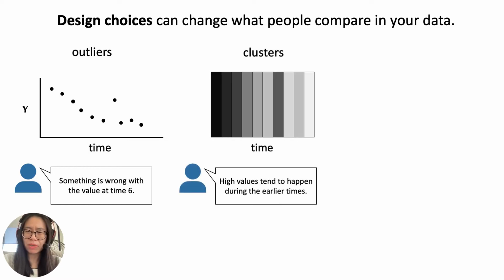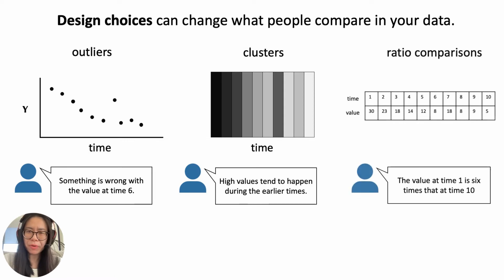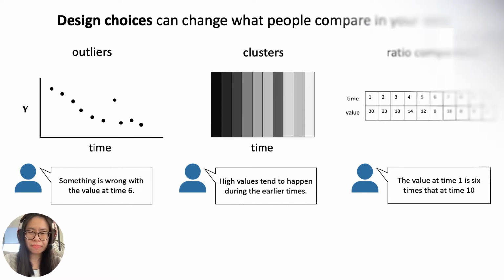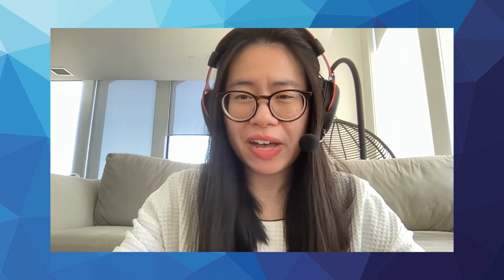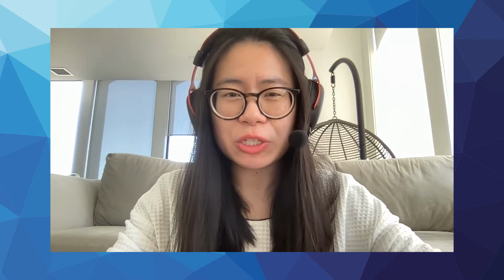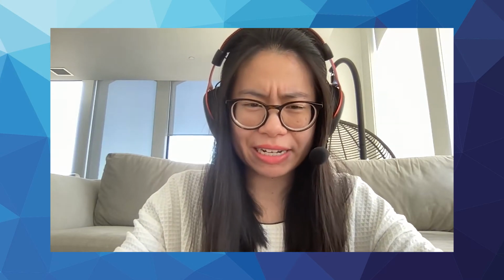A heat map makes people cluster values together and realize the higher values are on the left and the lower values on the right. And people like to focus on specific numbers and their ratio relations when it comes to tables. So you want to say something like the value at time 1 is 6 times compared to the one at time 10. So we saw some examples of how design choices can change what people compare in your data.